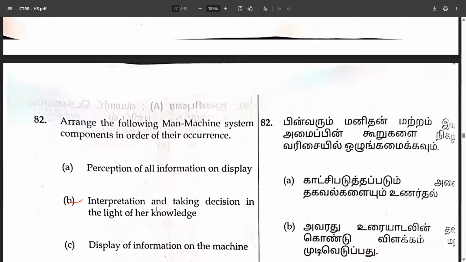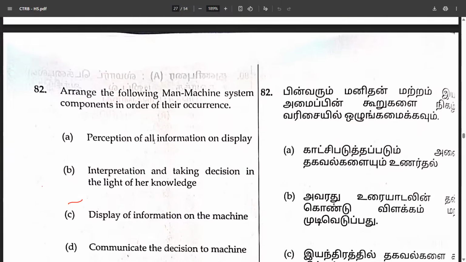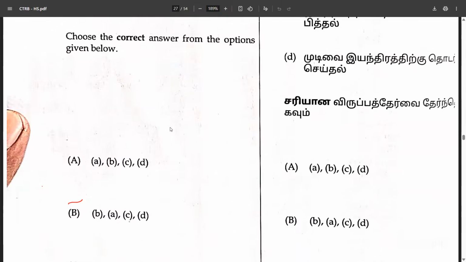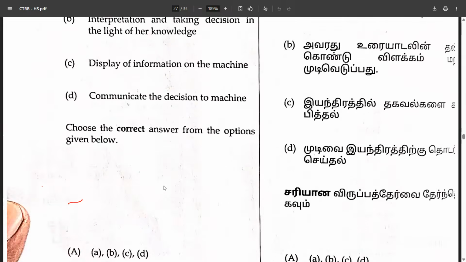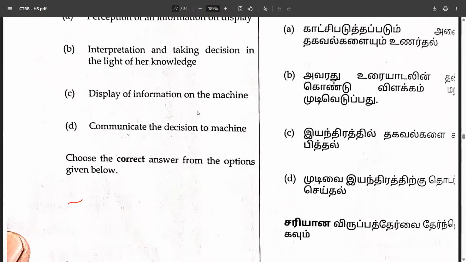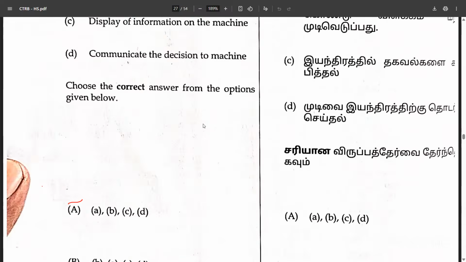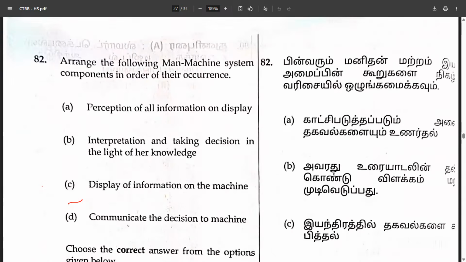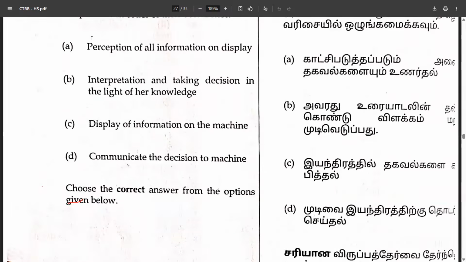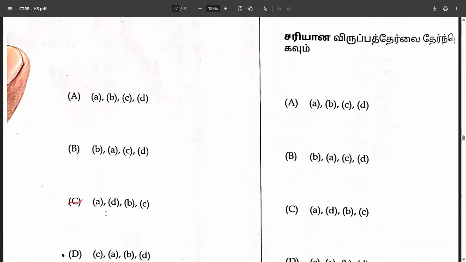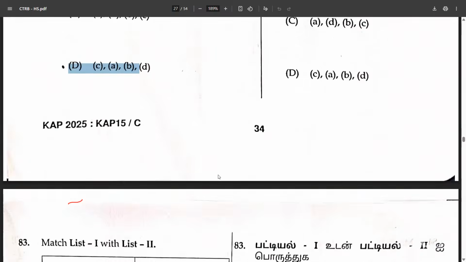Coming to 82 question, that is, arrange the following man-machine system components in order of their occurrence. So here the correct answer will be based on how we arrange it. C will be the first one, display of information on the machine. Then there will be A, that is perception of information on display. Then there is B, that is interpretation and taking decision in the light of knowledge, and then communicate the decision to the machine. So D will be the right answer.